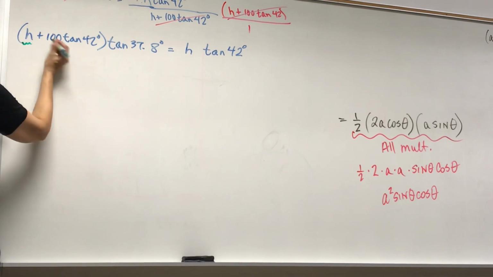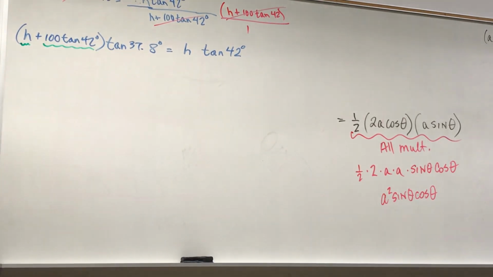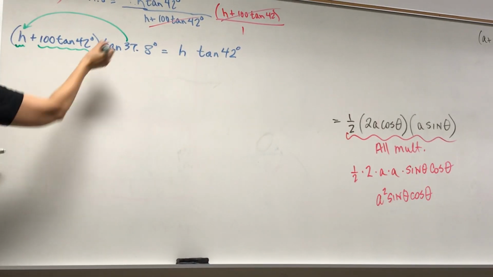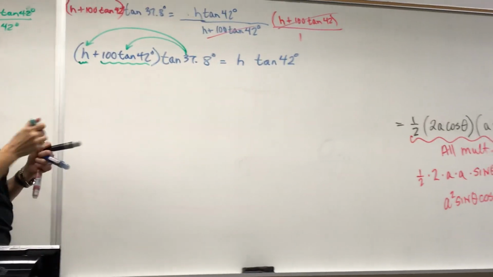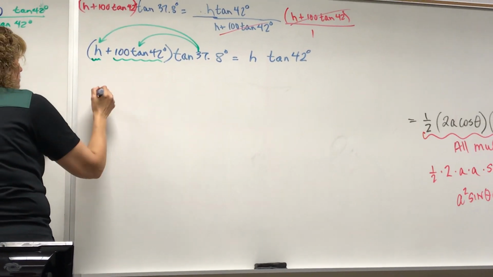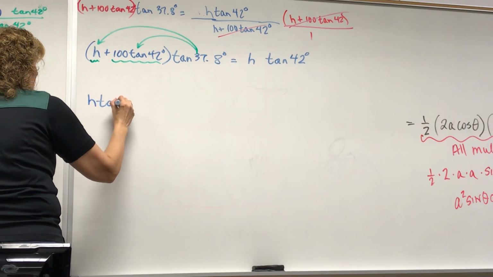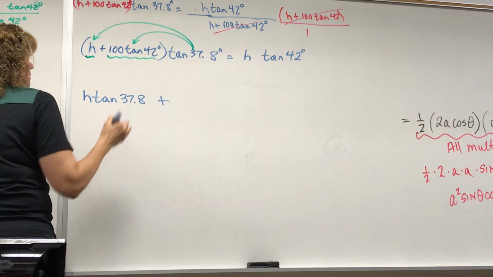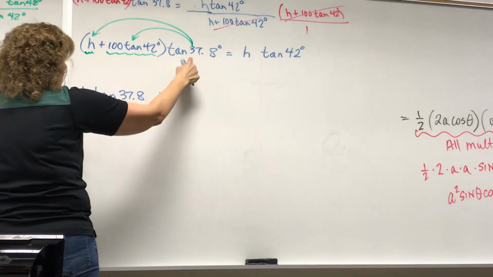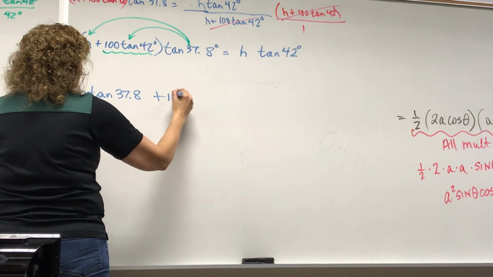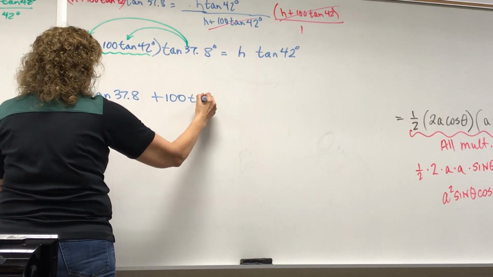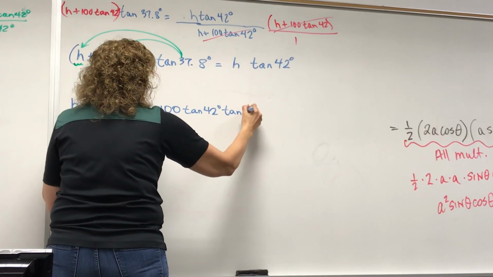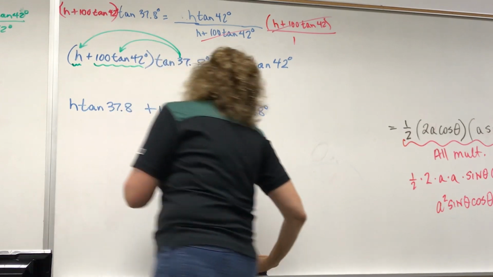So we've got this plus a wonderful mess. We're going to multiply h by that number and this by that number. So we're going to have h tangent of 37.8, plus 100 tangent of 42 times the tangent of 37.8. We're almost done. So if you're like, how much longer is this going to be? Well, we have a few more steps.